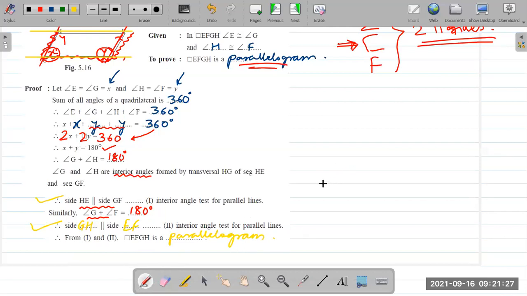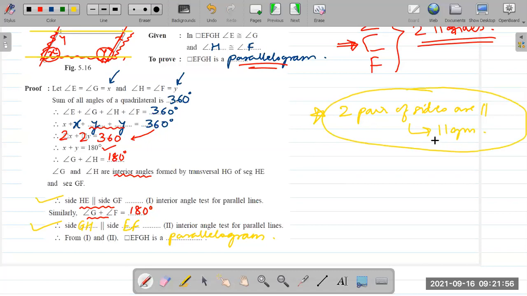So we are using the basic definition of a parallelogram. The definition says if two pairs of sides are parallel, then it is a parallelogram. Anytime you are asked to prove the theorems, you have to prove that two pairs of sides are parallel, then it is a parallelogram. And using these theorems, we are going to solve the exercise.